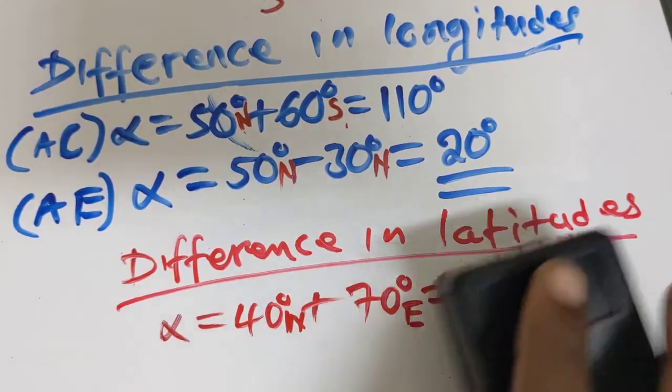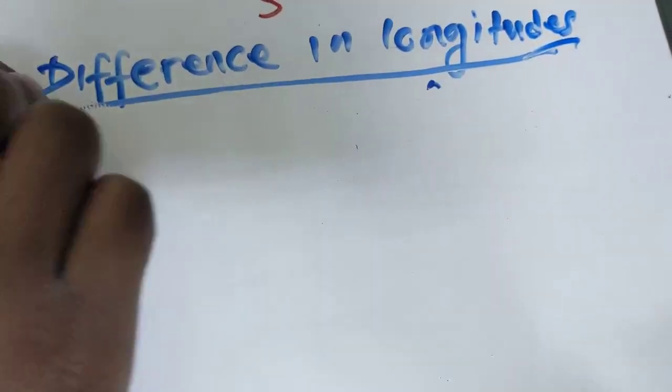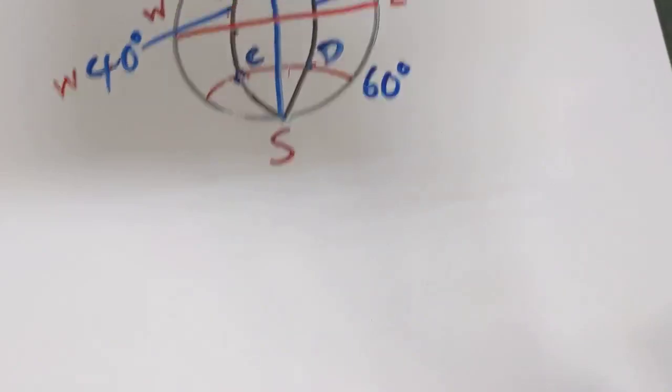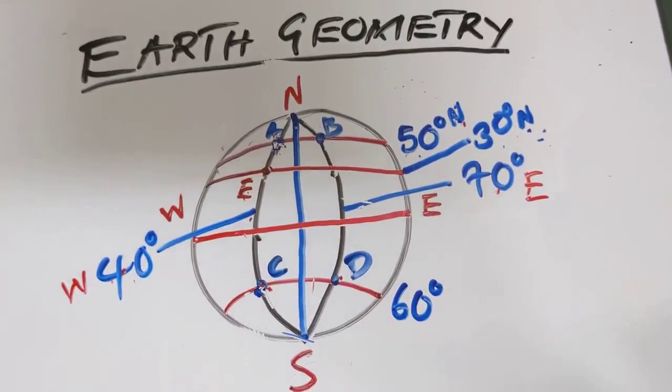So we are done with the difference. I'm sure you've understood about the difference. Don't worry, we'll actually solve an exam question. We are closer. Now, the other thing that you're supposed to note is you need to know how to find the distance in longitudes and the distance in latitudes.